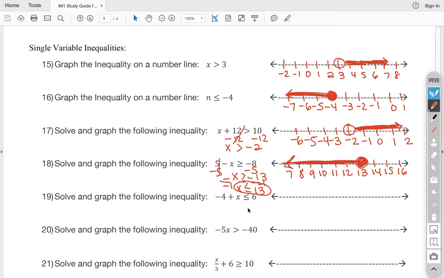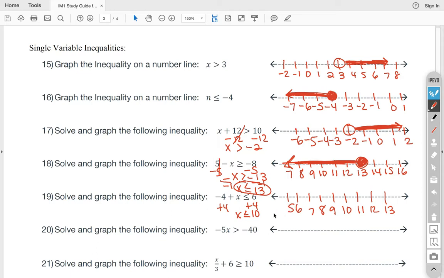Okay, next we're going to solve for x again. We're going to add 4 to both sides. We get x is less than or equal to 10. That's it for that one. That one's pretty simple. So let's just put 10 right here. Bigger would be 11, 12, and 13. And smaller would be 9, 8, 7, 6, and 5.